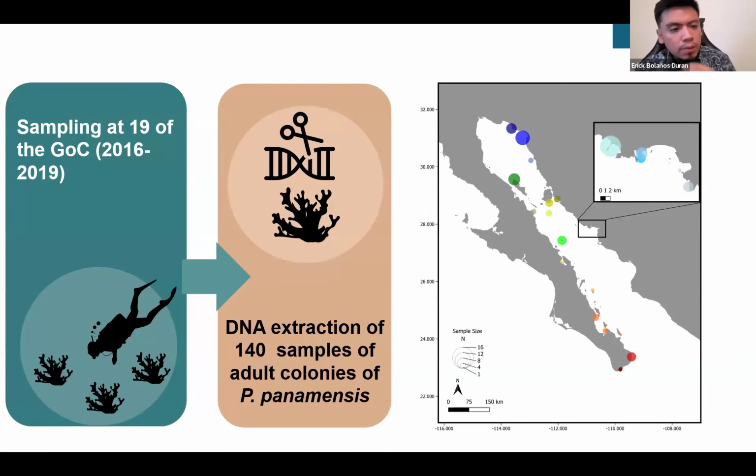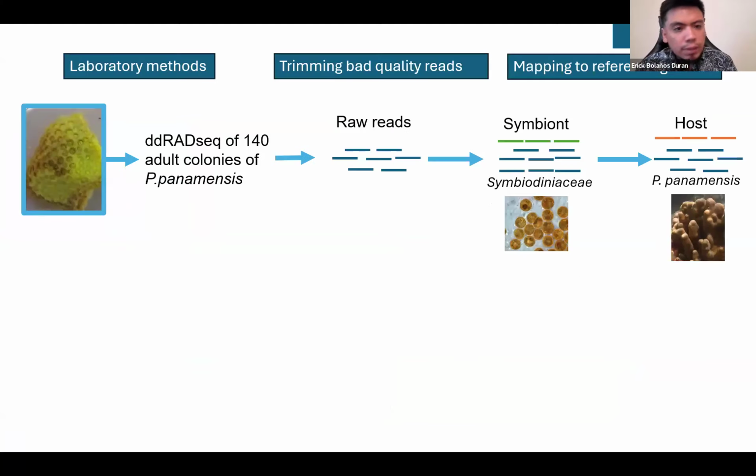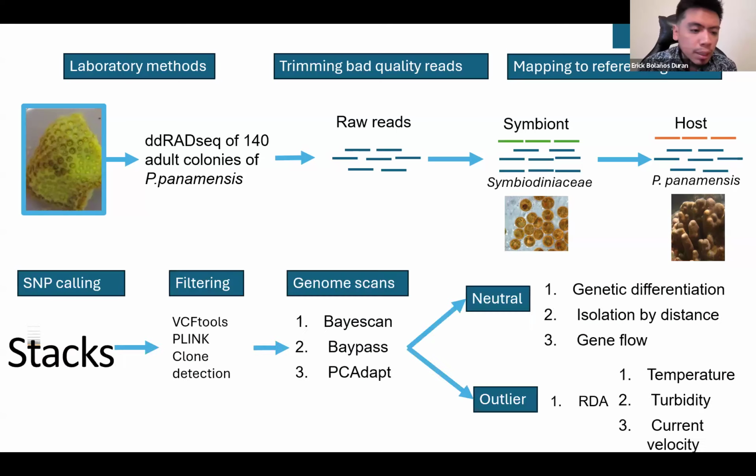To answer this question, we sampled 19 sites inside the Gulf of California. We covered most of the area. We collected around 140 samples of adult colonies of Porites panamensis. I performed the sequencing of these samples. I trimmed the bad quality reads. I removed the reads that mapped to the symbiont, and I kept just the remaining reads, and then those reads were mapped to the Porites panamensis reference genome that was recently sequenced.